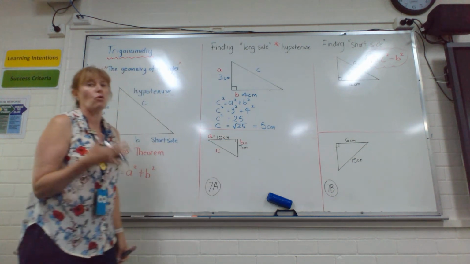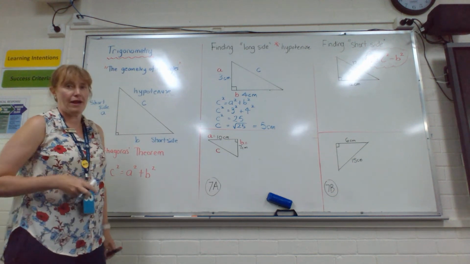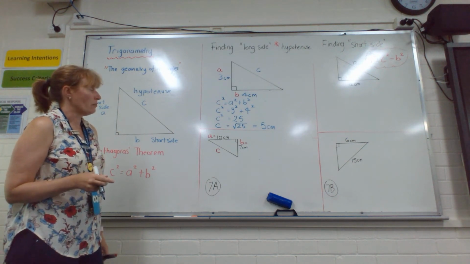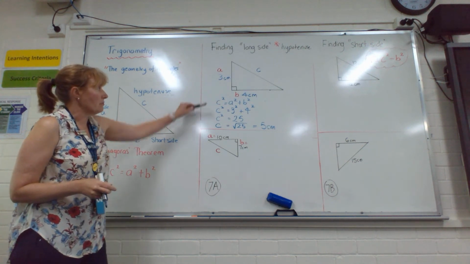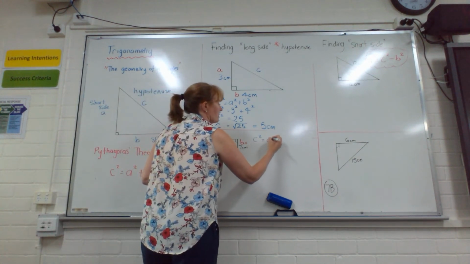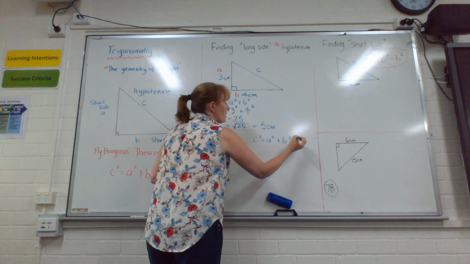So we have to remember all that stuff we already know about rounding off. So have your calculators nearby, and let's do the process again. Our first step is to write Pythagoras' theorem: C squared equals A squared plus B squared.